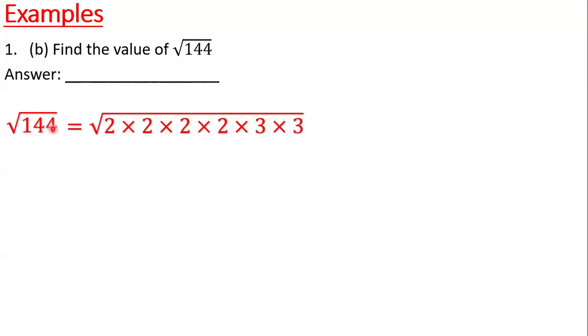The square root of 144 is equal to the square root of 2 times 2 times 2 times 2 times 3 times 3, because we just figured out that the prime factorization of 144 is 2 times 2 times 2 times 2 times 3 times 3. Okay, now that we know that, the idea here is that we have to group all of the ones that are the same.